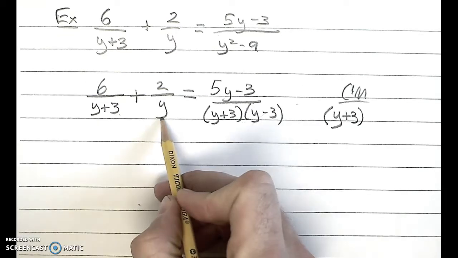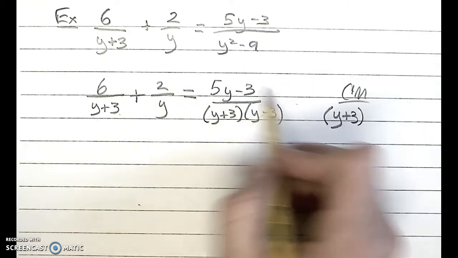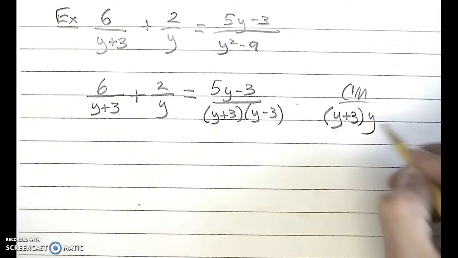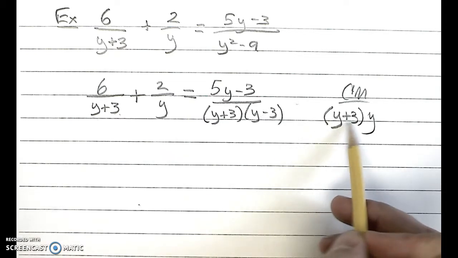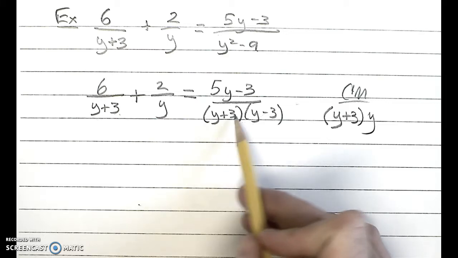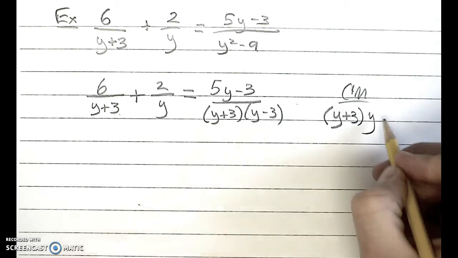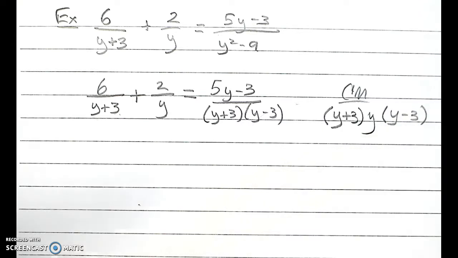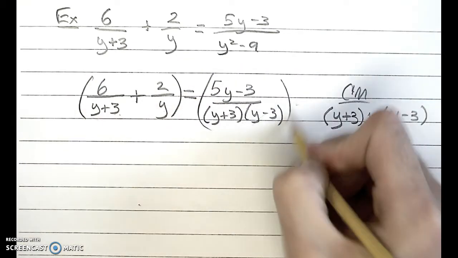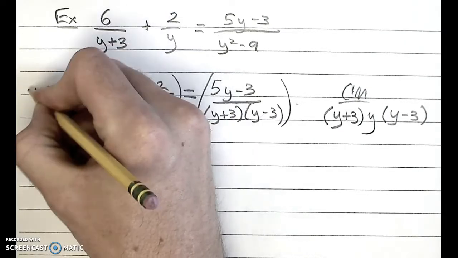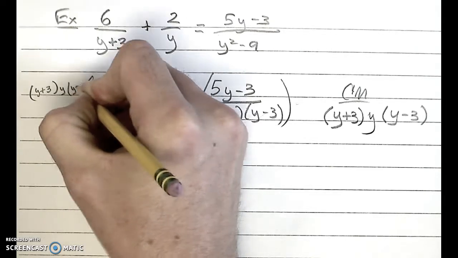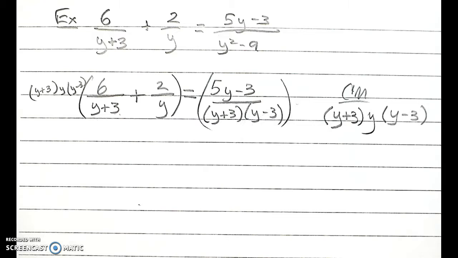There's a y in this denominator. I need to cancel a y when I multiply it through, so I need a y. I already have this y plus 3, so it's going to cancel this y plus 3. But I need a y minus 3. So I add that into my common multiple. All right. So this is actually what I'm going to multiply both sides of this equation by. y plus 3 times y minus 3. You can order that any way you want.